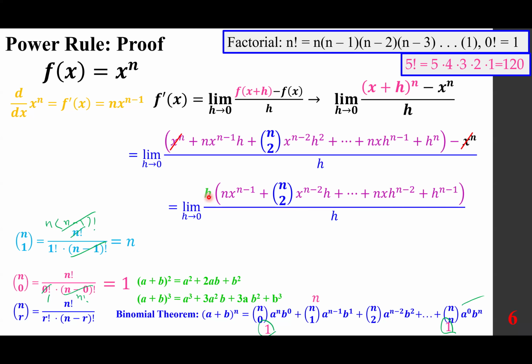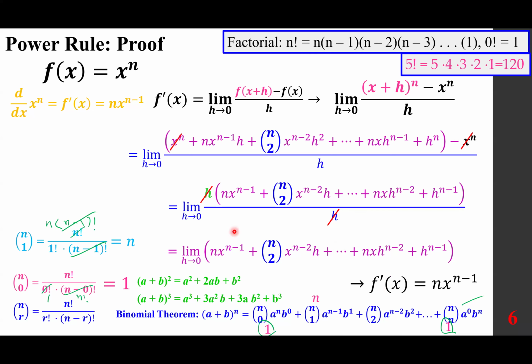For example, this has originally h times h. How many times? n times. These two cancel each other. So we write the rest of them. And notice every term has h. This has h, this has h, all the way to this one. What doesn't? The very first term. Therefore, that's the only term that remains because everything else goes to 0. And that's a proof. So this is what's left.